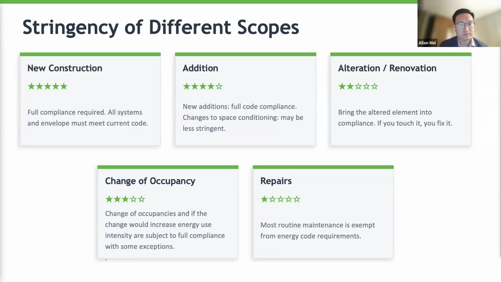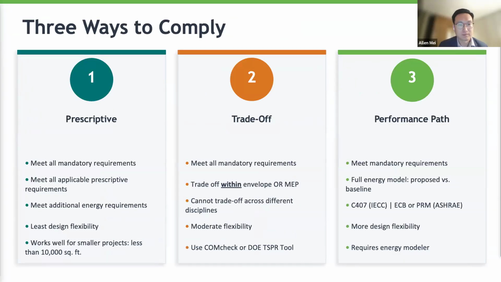Next slide. There are generally three ways to comply. This is true for both IECC and 90.1. Most people are very familiar with the prescriptive path. Basically, you just follow whatever the code says. IECC says R30 on the roof, you do R30 on the roof. R10 on the wall, you do R10 on the wall. Very straightforward, very clear.